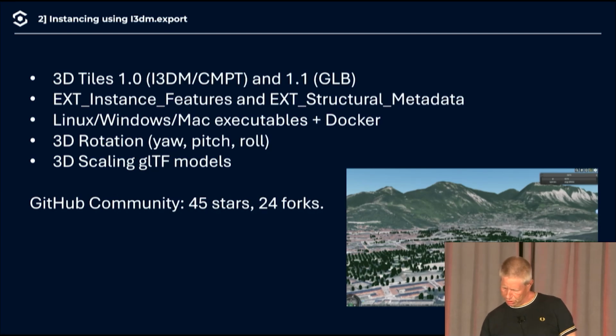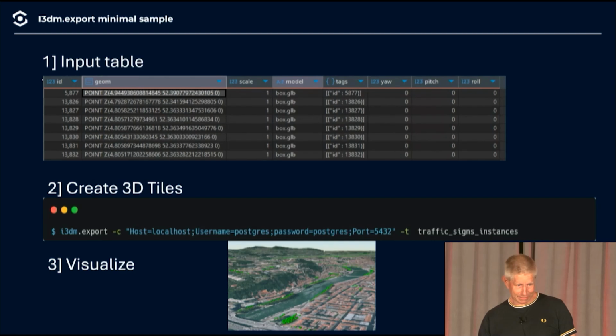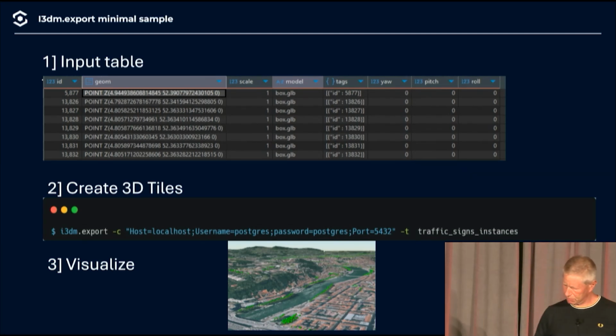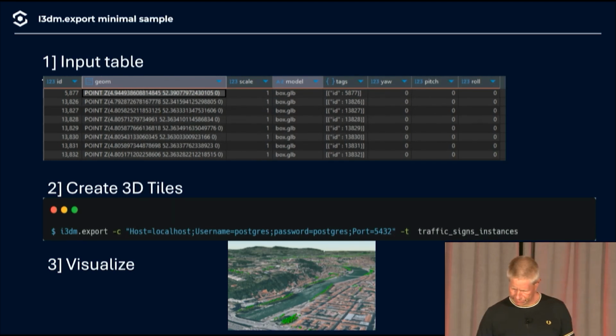And here you see an example of trees in Grenoble, I think. Here a minimal example. There's an input table with a geometry. One model we use. There are some attributes, and the yaw, the pitch and the roll is defined. Then we can run the tool, and the 3D tiles are created. And we can visualize it in Cesium.